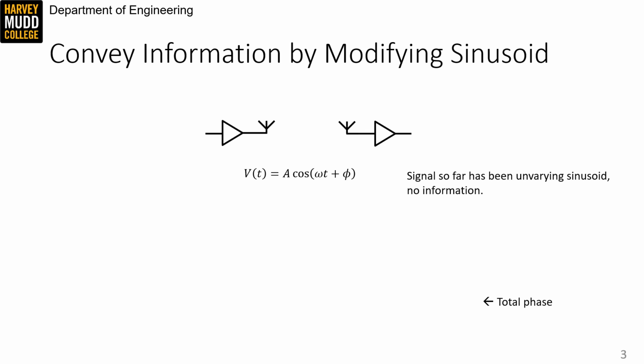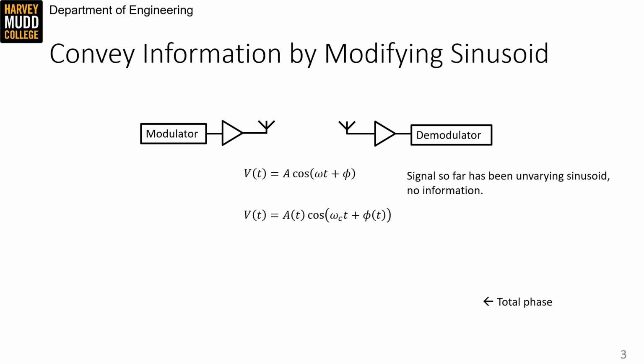We fix this by making small changes to the sinusoid that carry information. We have to build circuits to make those changes, and those circuits are called modulators. And we also have to make circuits to detect those changes on the receive side, and those are called demodulators. This equation shows a few features of a sinusoid that we can modulate, specifically the amplitude and the phase.